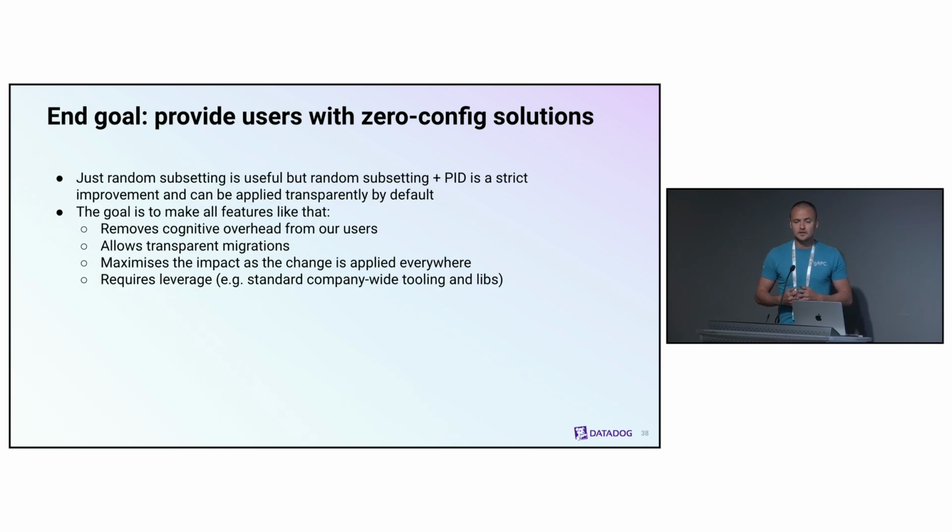I can claim that just random subsetting is already a useful enough feature. It provides a lot of benefits for many applications, but it requires developers to understand some trade-offs. At the same time, the combination of random subsetting and PID, according to our experimentation, is a strict improvement over round robin. So what we are doing right now is applying this by default and transparently replacing round robin with a combination of PID and subsetting, which should give us the benefits I talked about before.